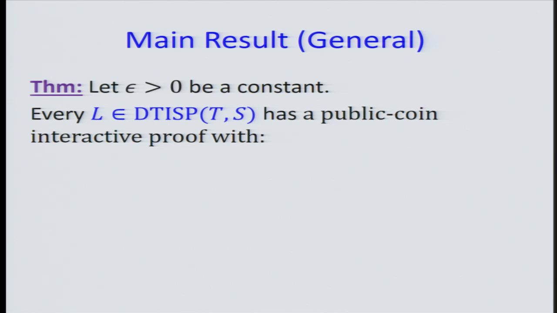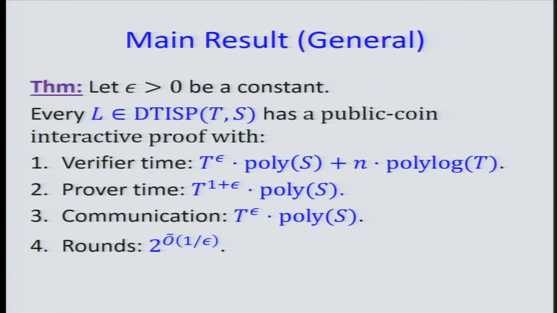OK, and I think it's also going to be beneficial to see what exactly are the parameters that we get for general languages, not just for languages within P. So if you assume you have some language that you can compute in some arbitrary time t and space s, what parameters can you get? Let's fix some small epsilon. Think of epsilon as how much you want to speed up. You could compute this by yourself in time t. Now you want to compute it in time t to the epsilon. What can you do? We can indeed do this.